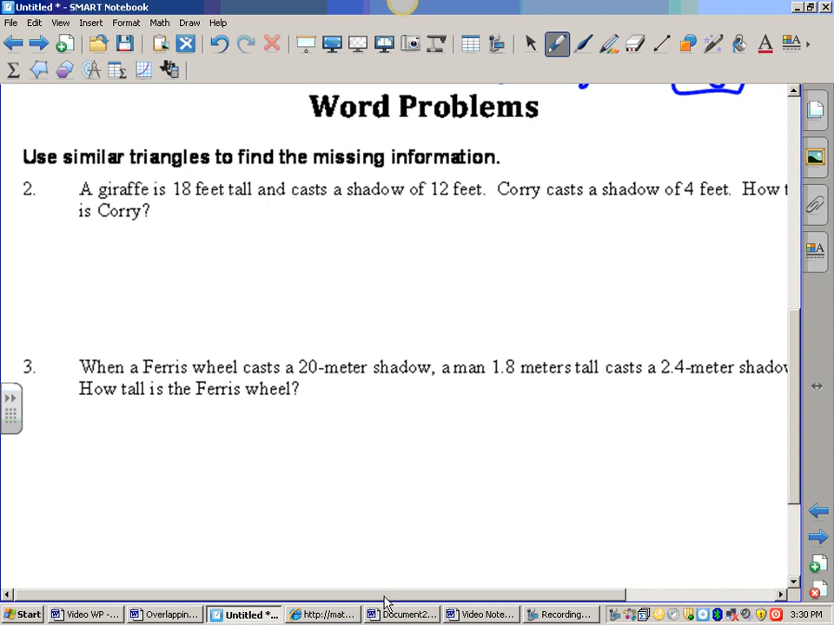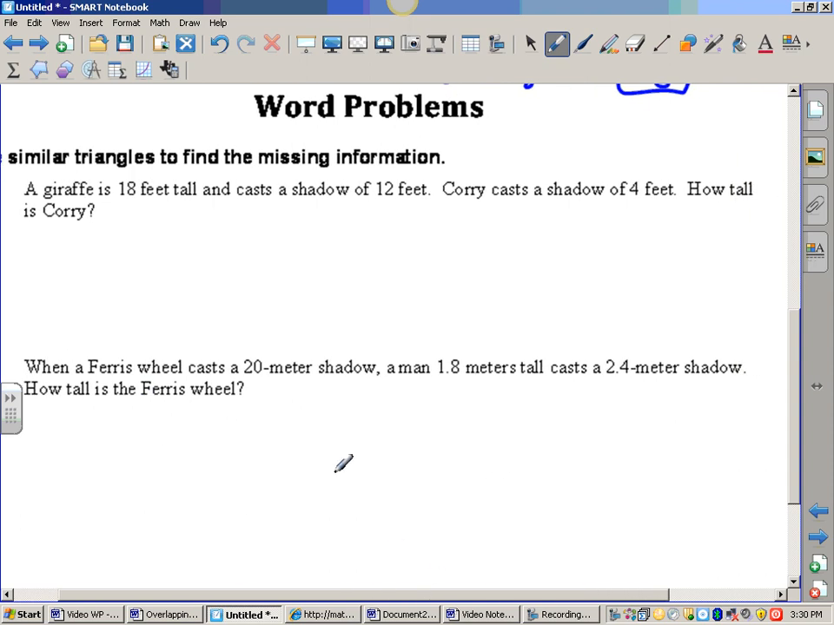In this case, it says a giraffe is 18 feet tall and casts a shadow of 12 feet. Corey casts a shadow of 9 feet. How tall is Corey? It's as simple as understanding that you're comparing two things, height to shadow, as height is to shadow. I'm going to draw myself a little picture.